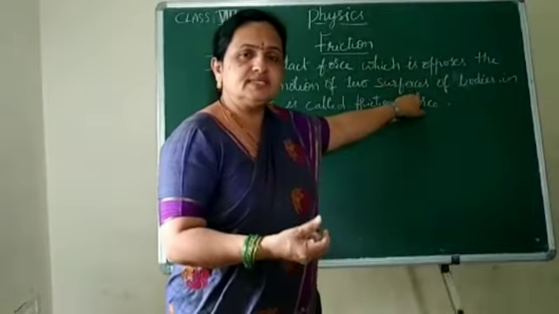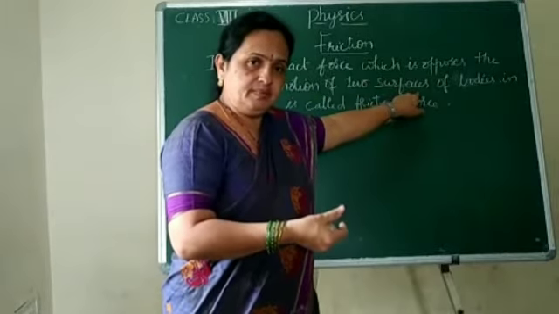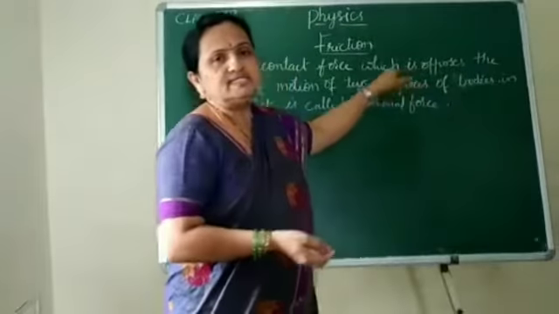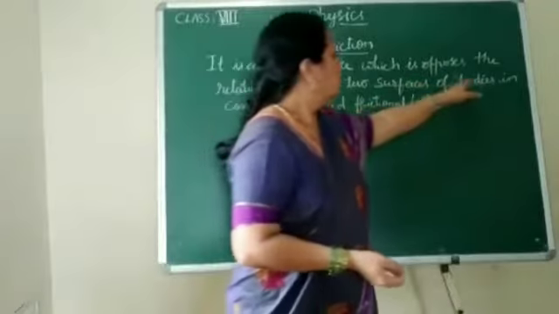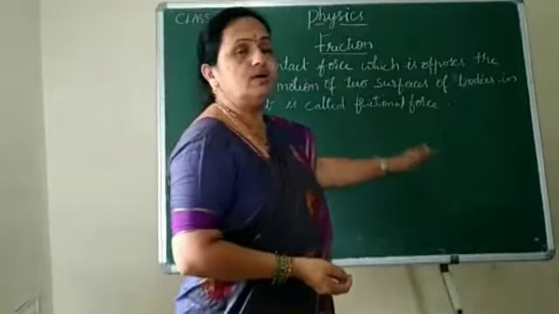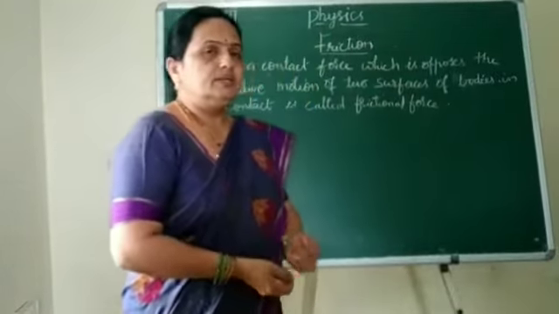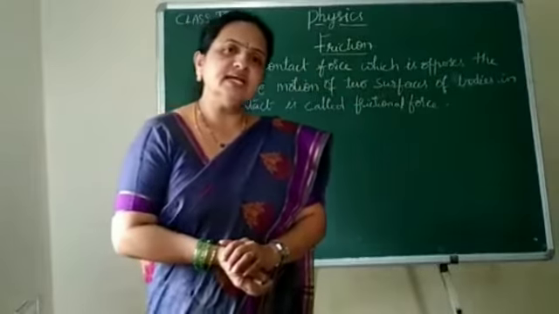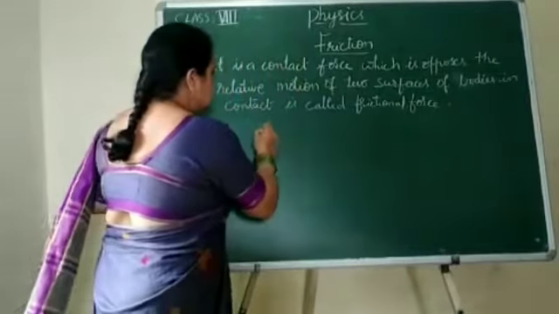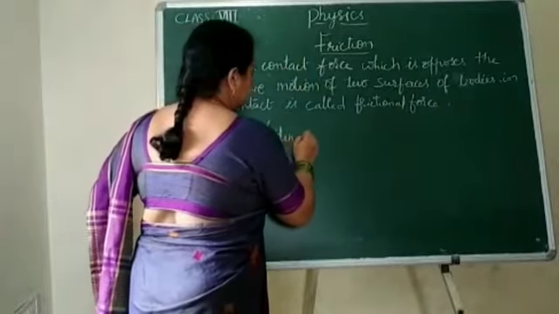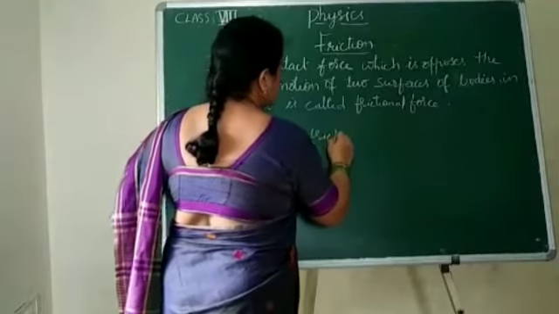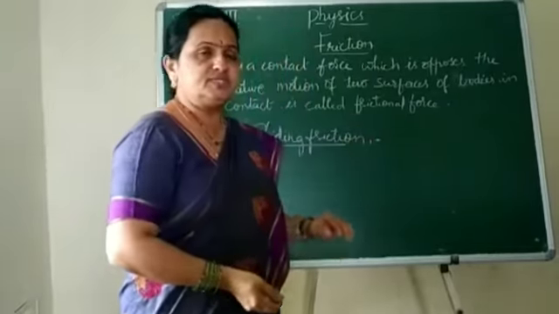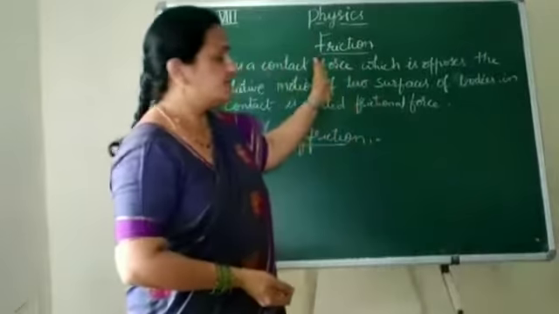Here, two surfaces means the object which we kept on the floor or on the road, and the road itself, the second body. The force between bodies in contact is called frictional force. Okay, we already completed static friction. Now, coming to sliding friction. What is that? Sliding friction. This is the second type of friction. Again, we need to give the same definition.